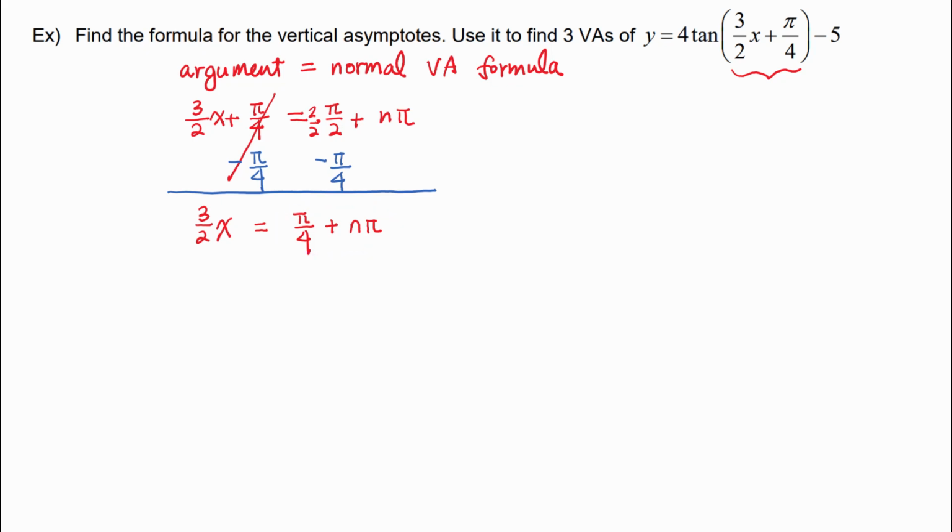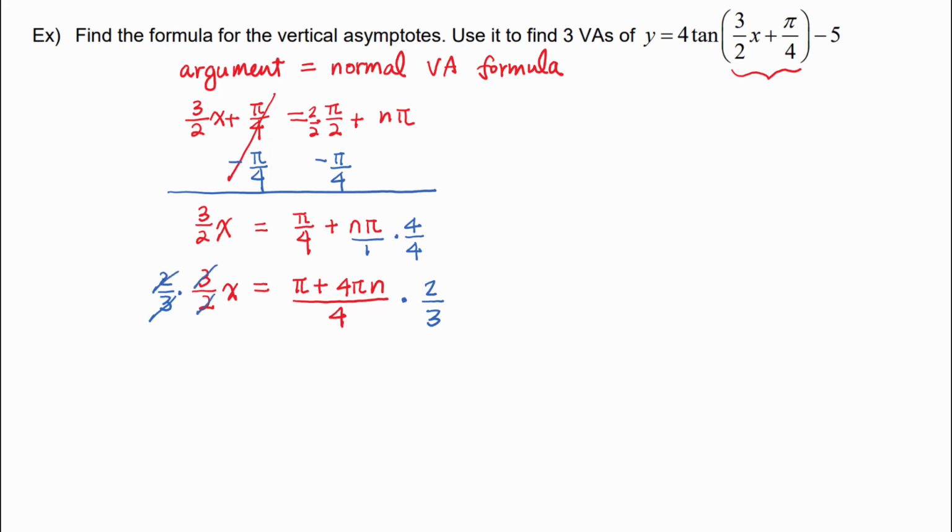So then I'm going to make n pi as n pi over 1 and multiply by 4 over 4. So then my right hand side becomes pi plus 4 pi n over 4. And now to solve for x, I need to get rid of 3 halves that is multiplied to x. So we are going to multiply both sides by the reciprocal of 3 over 2, which is 2/3.